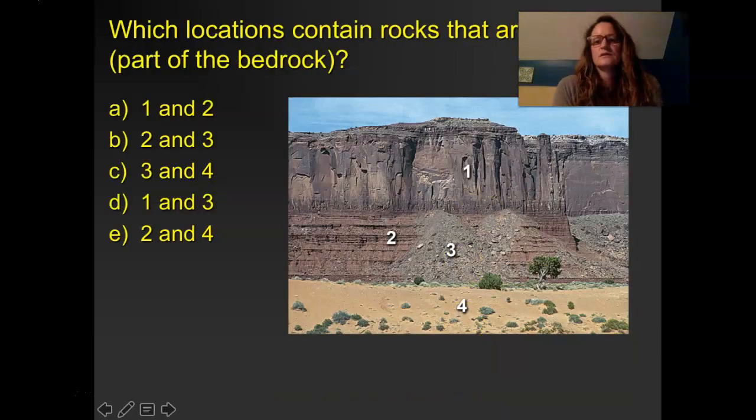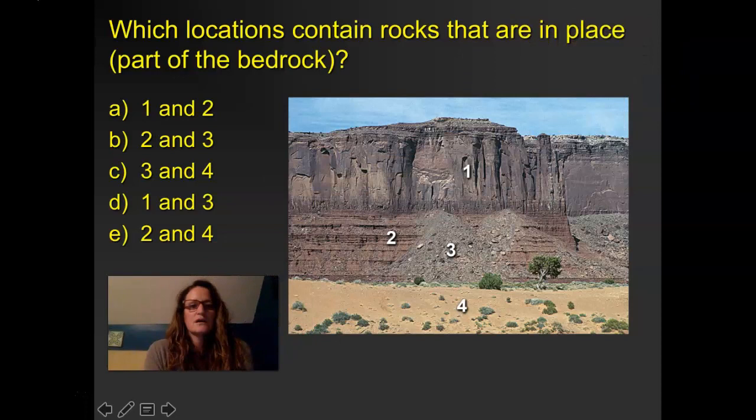So here is an interpretation question. Which location contains rocks that are in place, or part of the bedrock? Looking at the image, 1, 2, 3, 4, which rocks are in place? Let's let you look at it for a second.